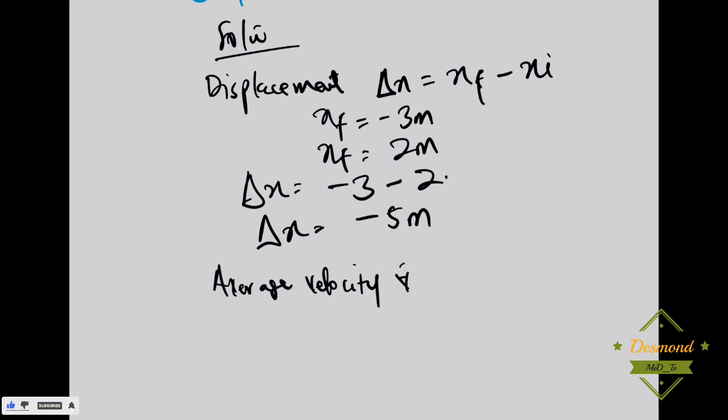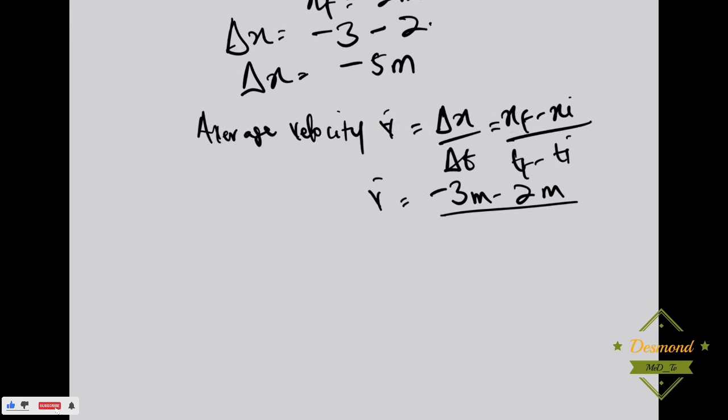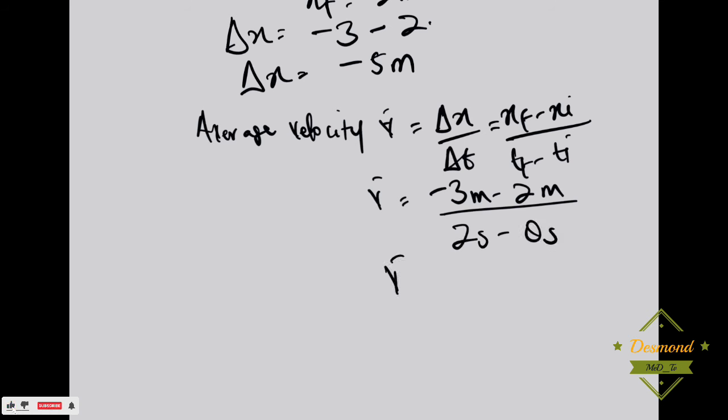That is, the average velocity will be delta x on delta t, where delta x is the final position minus the initial position, on the final time minus the initial time. So we have -3 meters minus 2 meters on 2 seconds minus 0 seconds, right? Then our average velocity will be equal to -5 meters on 2 seconds, which will be -2.5 meters per second, right?